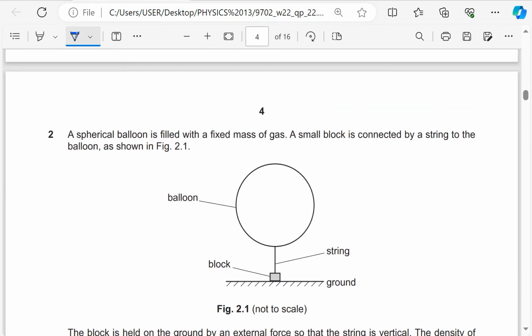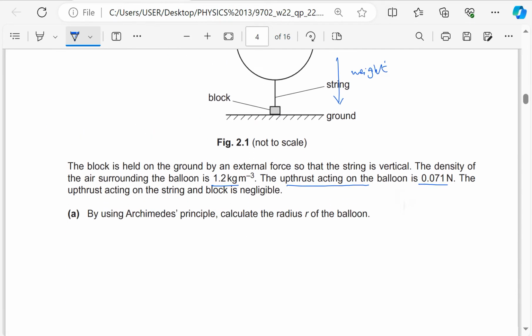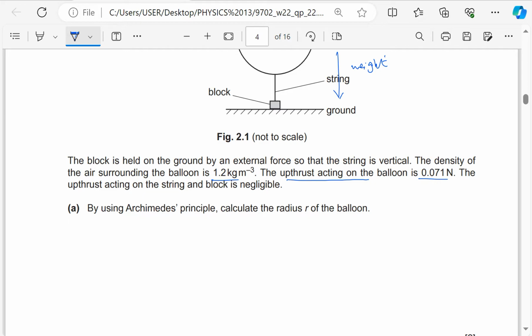Of course, we know that the upthrust acts vertically upwards. And we also know that the weight must be acting vertically downwards. By using Archimedes' principle, calculate the radius r of the balloon. By Archimedes' principle, the upthrust is equal to the weight of the fluid which the object displaces. So it is the weight of the fluid displaced.